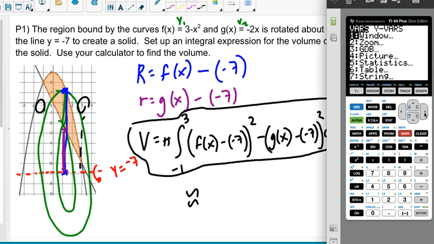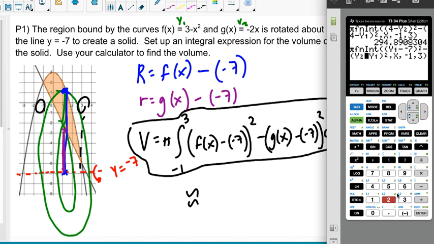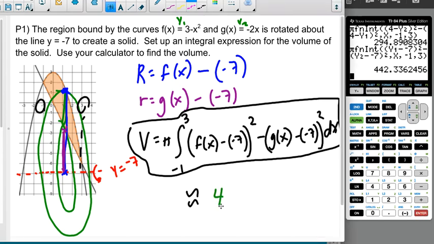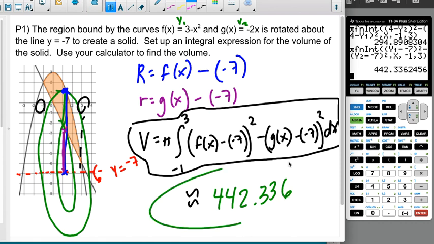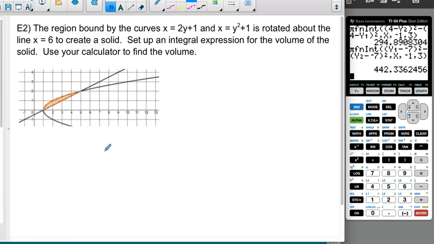Here, I'm going to go to vars, over to y-vars function, and pick y2, minus, and then I'm going to put in a negative, and then second insert the 7, right? Everything else should stay exactly the same, and I go ahead and hit enter, and I get that this is approximately 442.336. Okay, and that's what the AP needs to see from me. They need to see this set up with all of the bounds, the constant, and all of the stuff in the integrand correct, and then they need to see the answer.